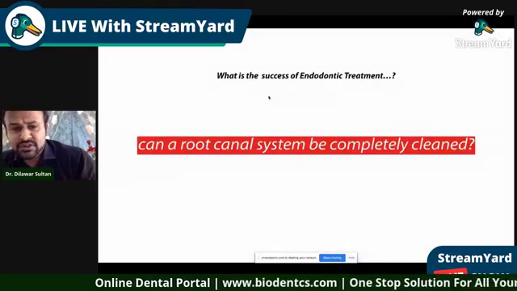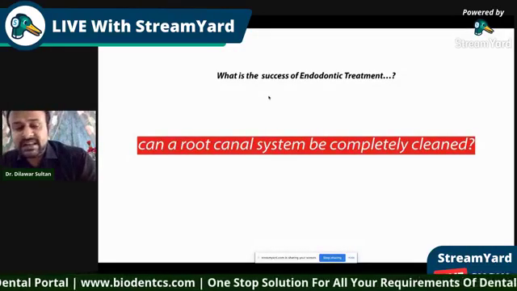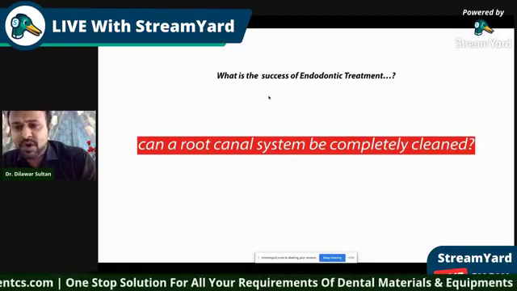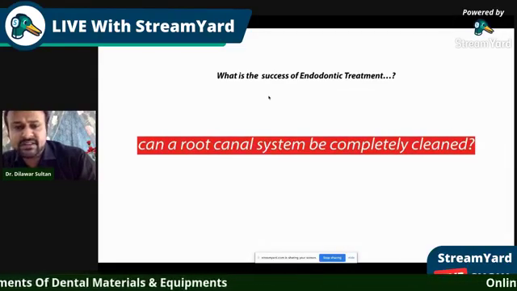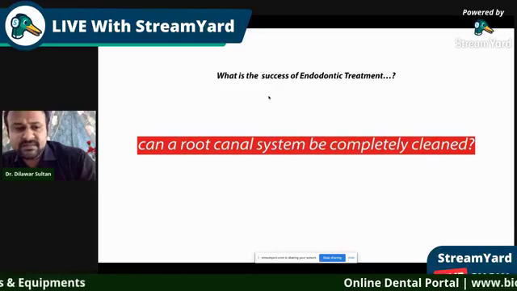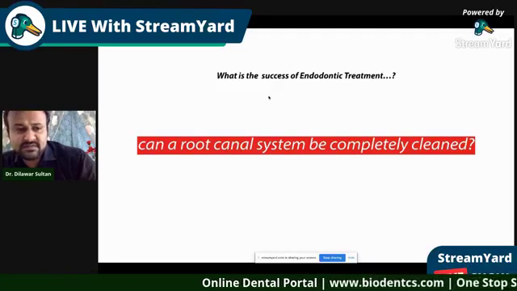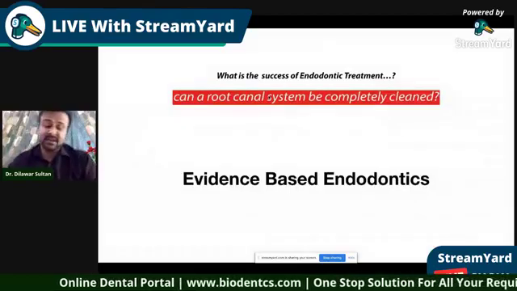So I have a question. Can the root canal system be completely clean? I hope you all can hear me very well. Can a root canal system be completely cleaned? This is my question. Of course, yes, in my opinion.